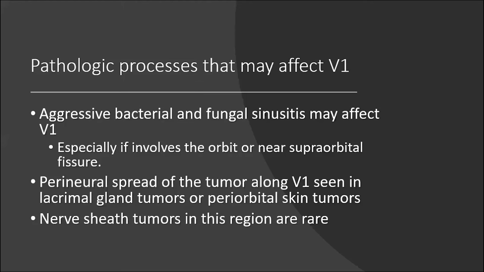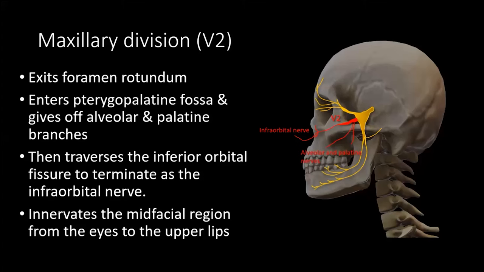So when we're talking about pathologic processes that we're going to be looking at for V1, it's obviously in close continuity to the sinus, so sinus infections can possibly affect it. Again, you can see perineural spread of tumor, especially for skin cancers that affect the forehead region. It's really rare to get a schwannoma in this area.